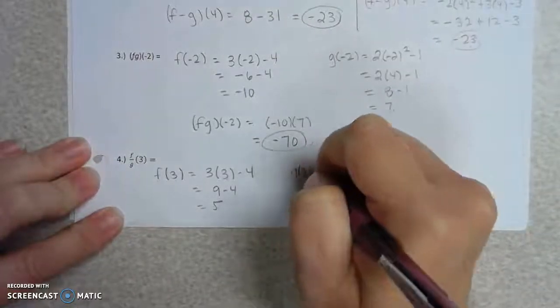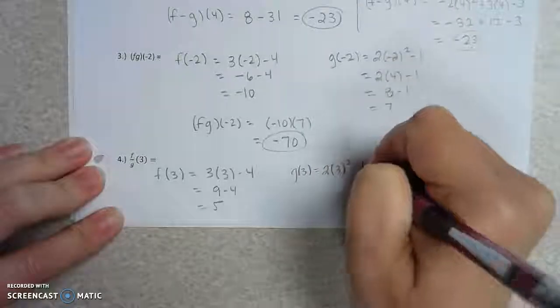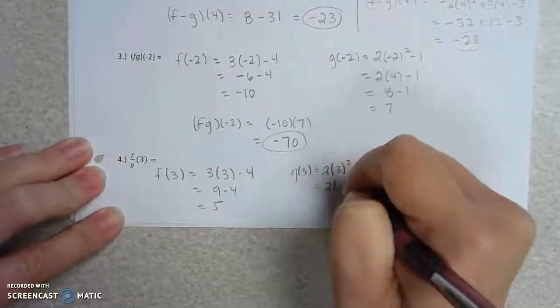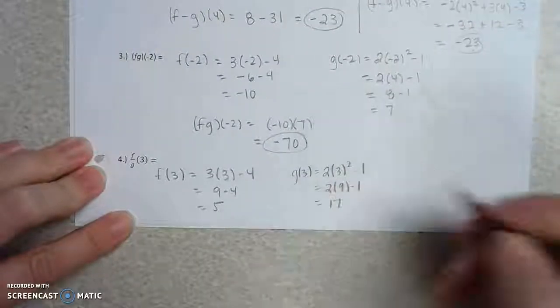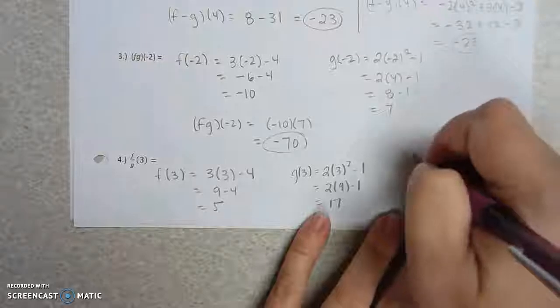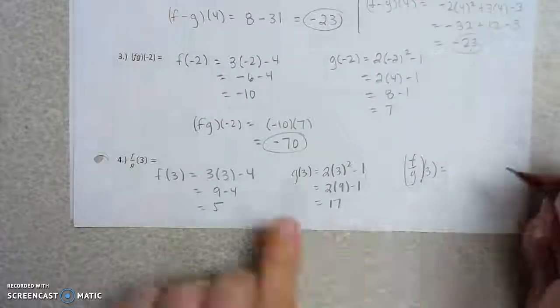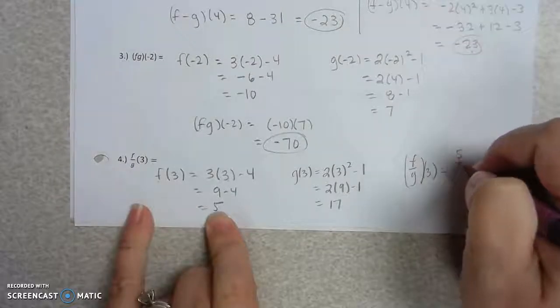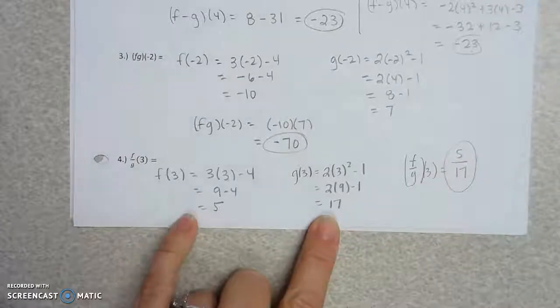Do the same thing for the function g. Everywhere there's an x, I'm going to put a 3. So that would be 2 times 9, which is 18, minus 1 is 17. Alright, then to find f divided by g of 3, I divide f of 3 by g of 3 to get 5/17.